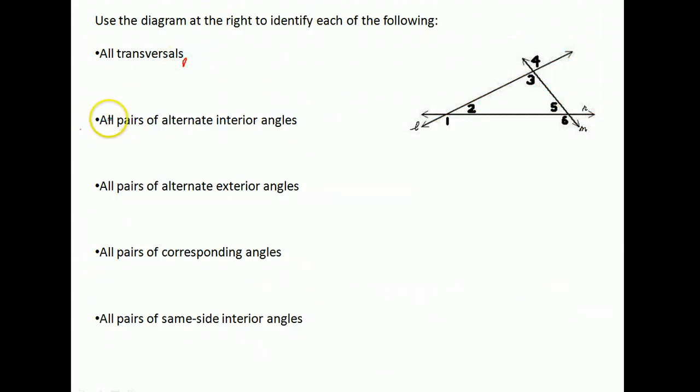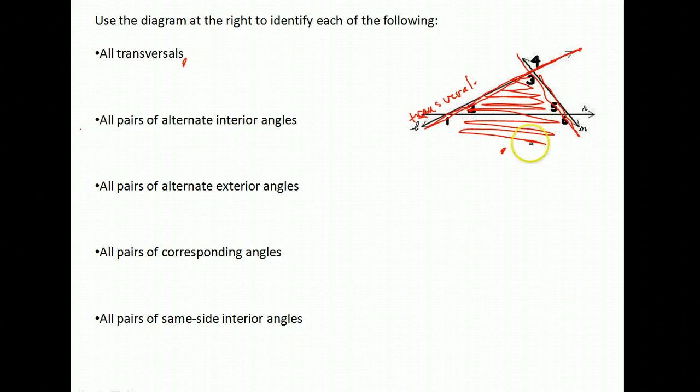Now this suggests we do all pairs of alternate interior angles, but let's try and find a pair of alternate interior angles. Let's say we have this line and this line, and here is our transversal. Let's make L the transversal and find all of the alternate interior angles. Interior again means between the two lines, so it's going to have to be inside of here. Alternate means on opposite sides of the transversal, so one will have to be above and the other below.